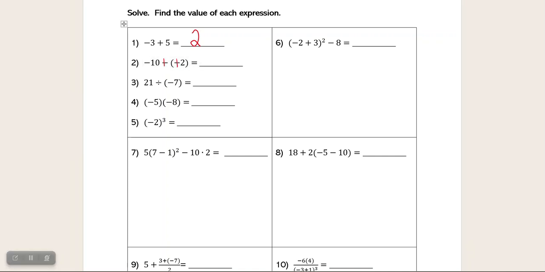Number 2, -10 minus -2, we're going to change that to adding a positive. We're adding the opposite, so we have -10 plus 2. Now those signs are opposite again, so we're going to subtract. We get 8, but our answer takes the sign of the bigger number, so -8.